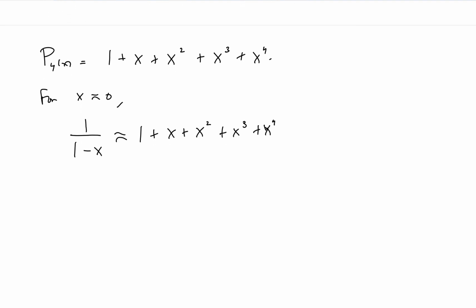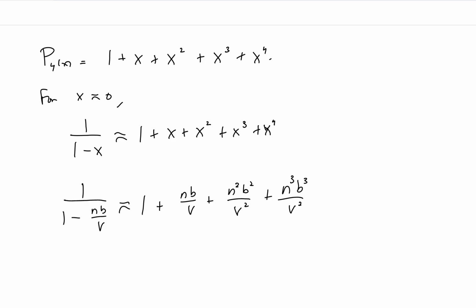So I can use that to say 1 over 1 minus nb over V is approximately 1 plus nb over V plus n squared b squared over V squared plus n cubed b cubed over V cubed plus n to the 4th b to the 4th over V to the 4th.